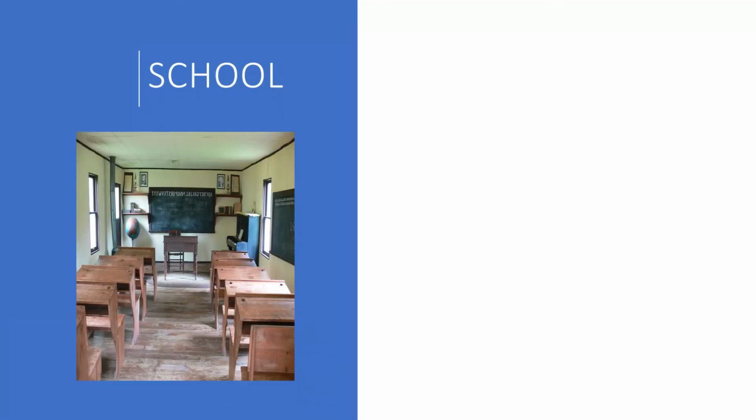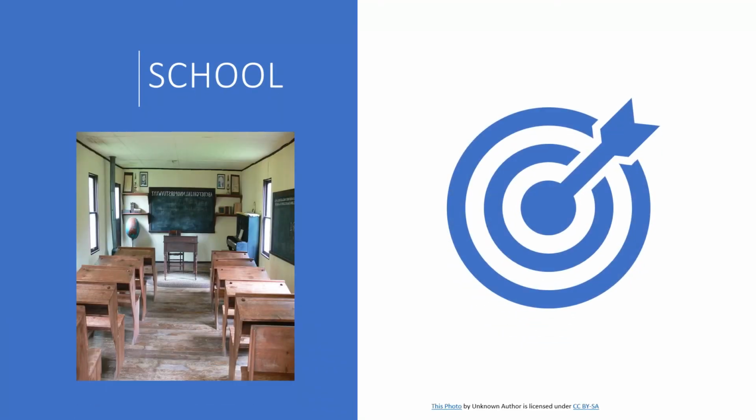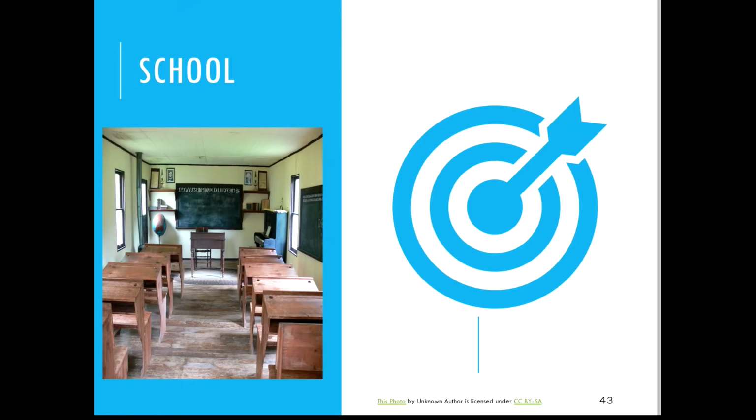Second is school. When the children are 7 years old and upper, they have to go to primary school, right? So the schools matter very much.